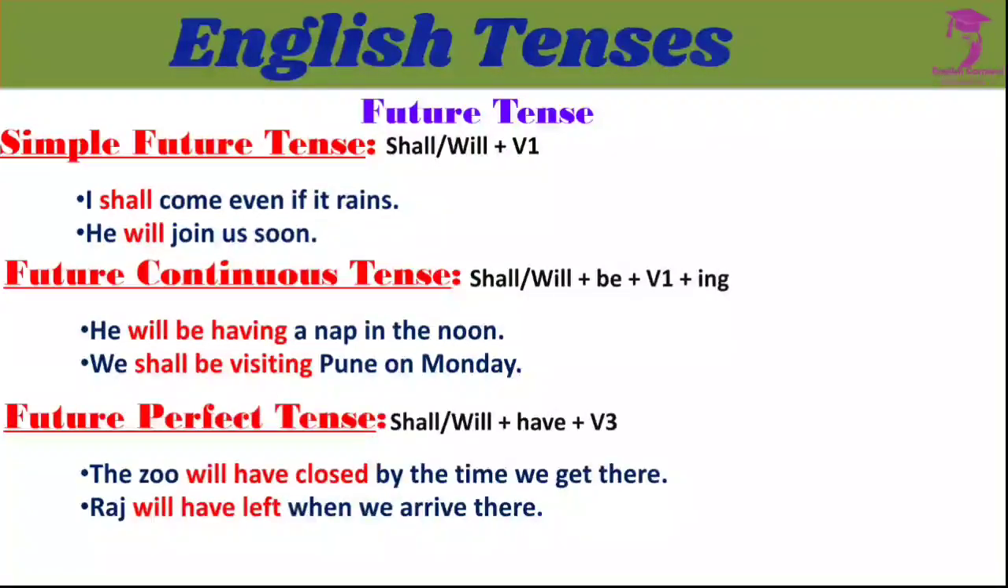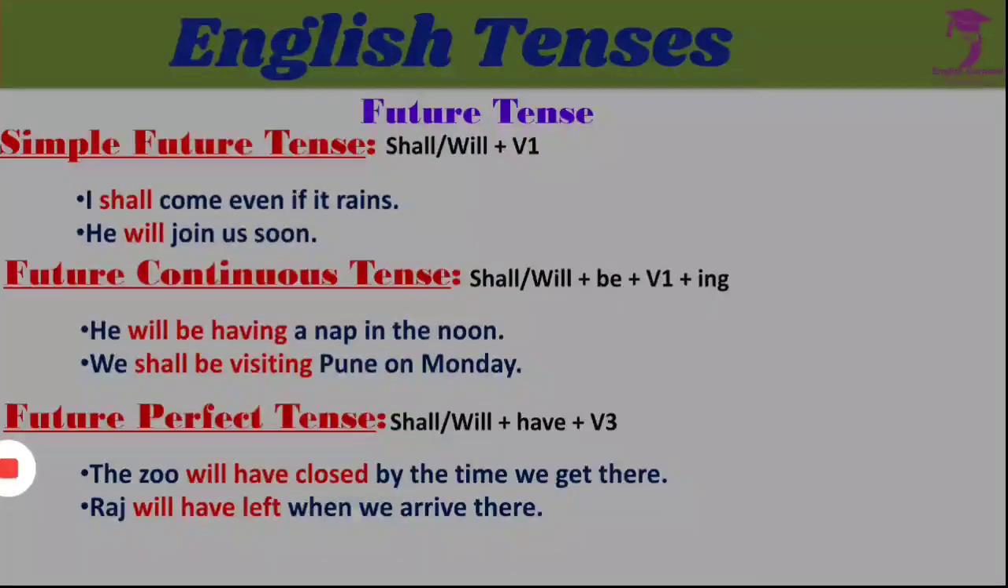After that, we have another aspect of future tense, and that is future perfect tense. The structure of future perfect tense is shall or will plus have plus the third form of the verb. For example, friends, the zoo will have closed by the time we get there. Raj will have left when we arrive there. So these are the examples of future perfect tense.